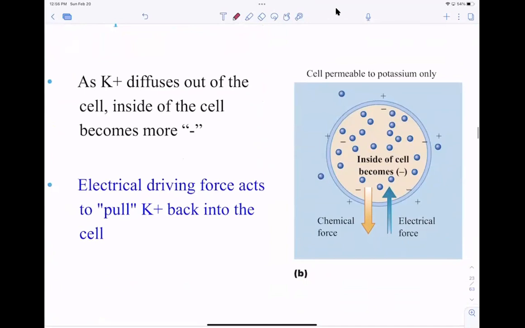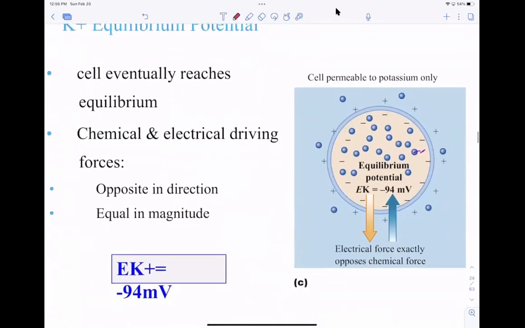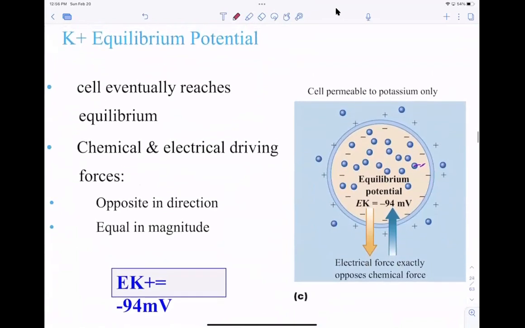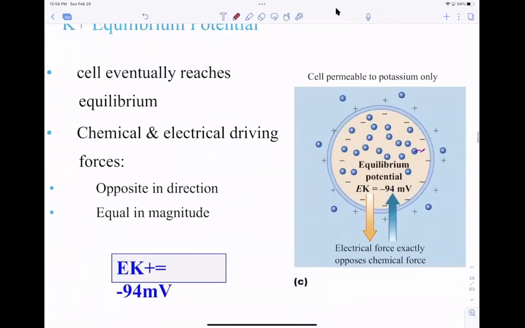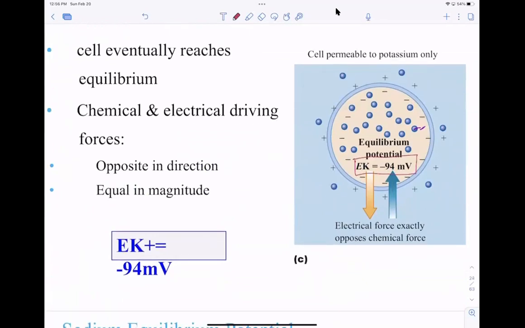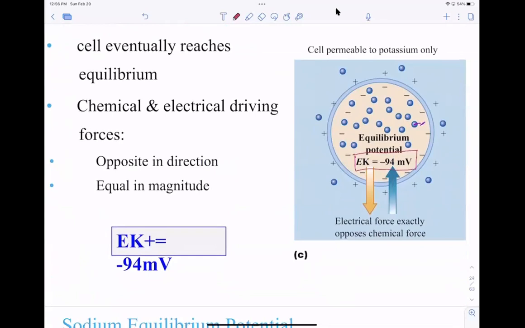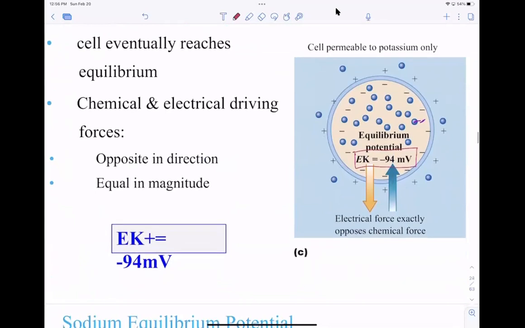But because the inside of the cell is negative, it has a pull to come back in, and that's the electrical driving force. The cell will eventually reach equilibrium when enough potassium leaves to bring the cell a little bit more negative than negative 70. It brings it down to negative 94 millivolts, and that becomes the equilibrium potential for potassium when they're equal and opposite.